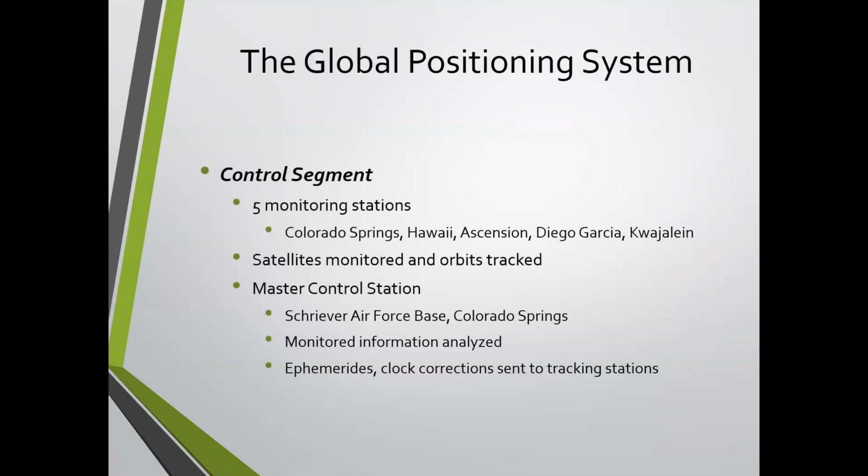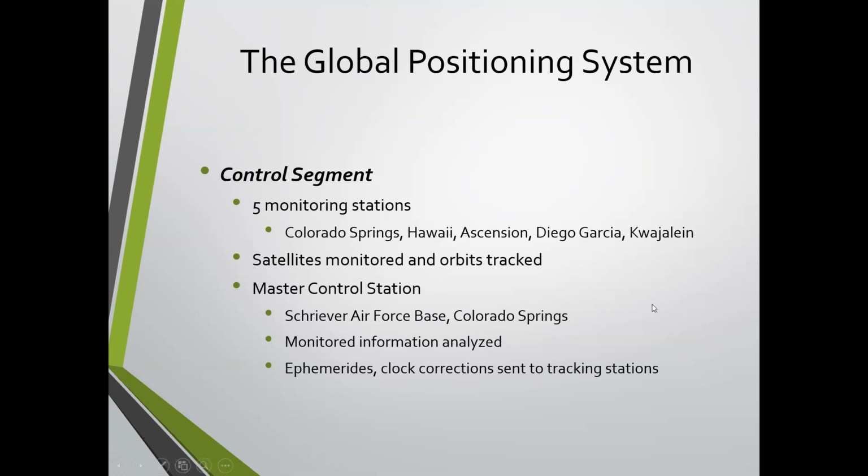Okay, so the control segment is composed of 5 monitoring stations around the world. They're not on the equator, but they tend to be at really different latitudes, and they're spread out. So Colorado Springs is your main place. That's the major control. You have one in the Hawaiian Islands and the Ascension Islands, Diego Garcia and Kwajalein. So these 5 monitoring systems continually monitor the location and the signals coming from and to the satellites, and all that information is sent to Colorado Springs. So their orbits are tracked, and they're constantly checking health and those kinds of issues.